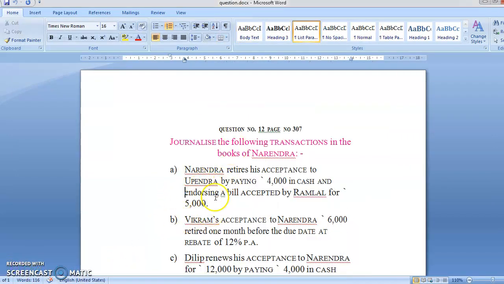Now see, Narendra retires his acceptance, meaning he is retiring his acceptance. How is he retiring it? 4,000 in cash and 5,000 in the form of a bill. Understood it? Okay, go to the next transaction.